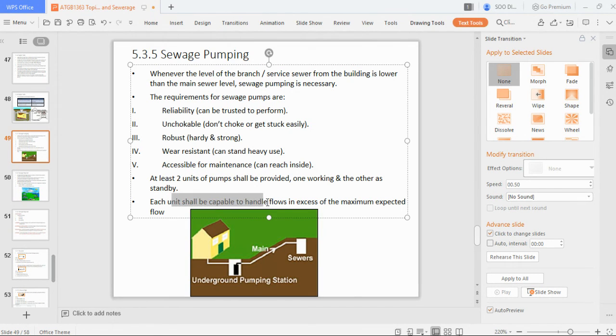So each unit must be able to handle the excess flow, which means you want to install a pump which is able to handle more than what you require. This is to ensure that you do not overwork the pump.